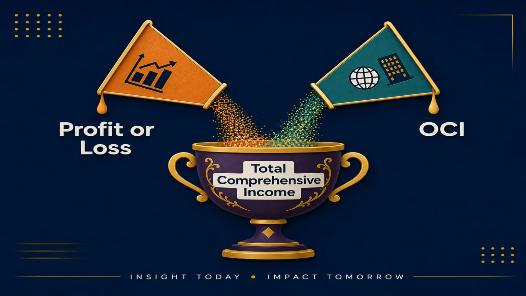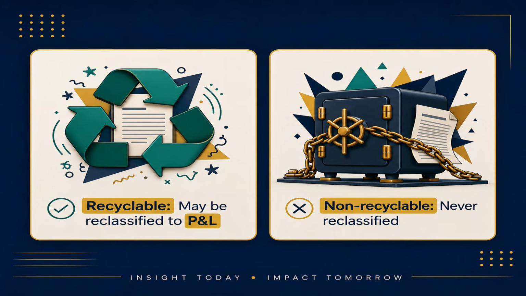Profit or loss is not the end of the story. Total comprehensive income equals profit or loss plus other comprehensive income, or OCI. OCI captures certain gains and losses, such as some foreign currency translation differences and revaluation gains, that applicable IFRS standards require to be recognized outside profit or loss.